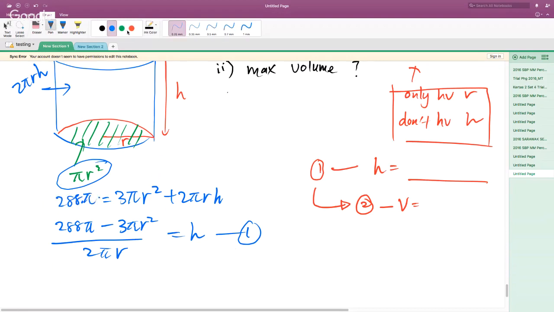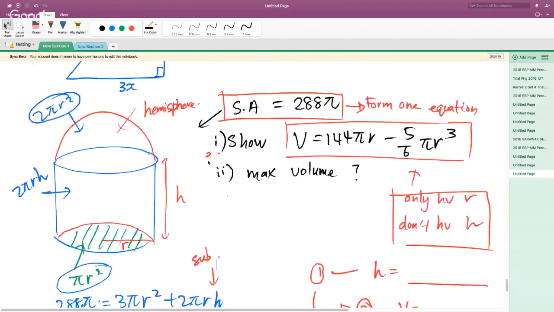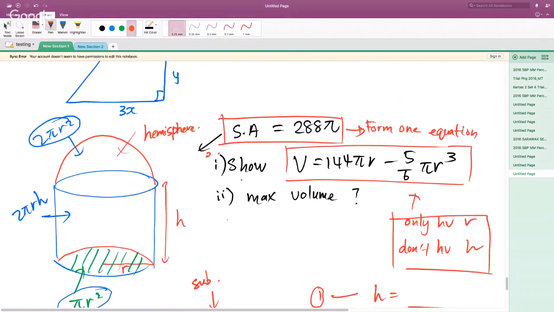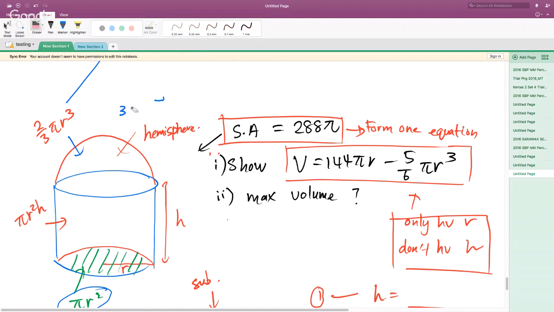And then you make H the subject. The H is over here, you want to make this one the subject, so you just move everything to the other side. Now I have this already, but my objective is to show this one, so I want to get a volume formula. You should know the volume of a hemisphere is 2 over 3 pi R cubed, and the volume of a cylinder is pi R squared H. So the total volume should be 2 over 3 pi R cubed plus pi R squared H.